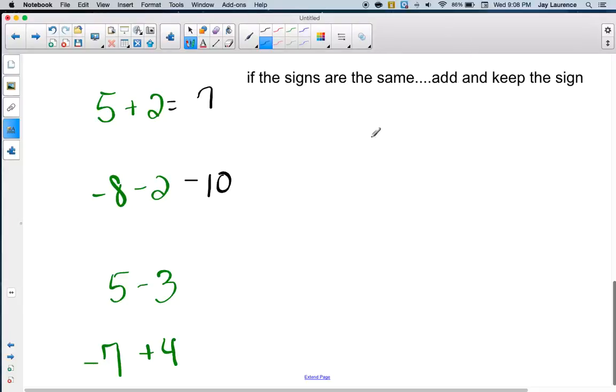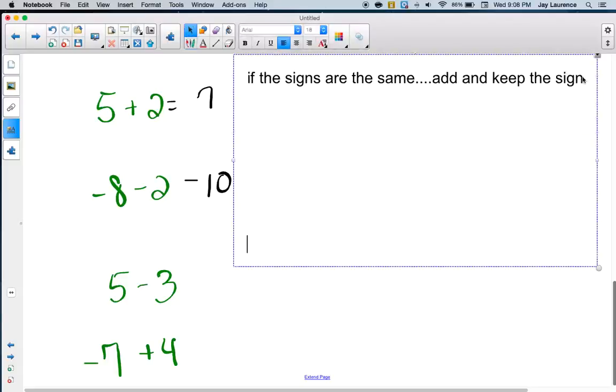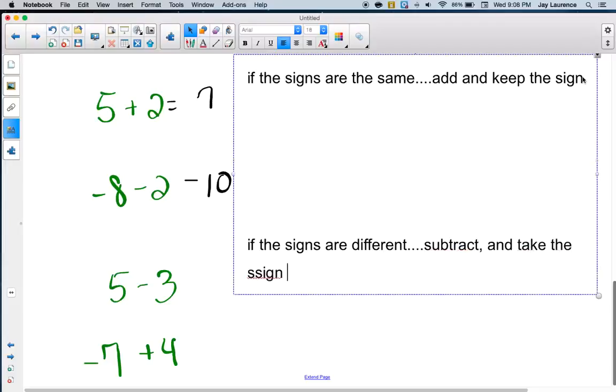Now, this one here, 5 minus 3, doesn't work that way. So for that one, if the signs are different, I'm going to subtract and take the sign that has more members, more counters. All right. If the signs are different, I'm going to subtract and take the sign that has more counters.